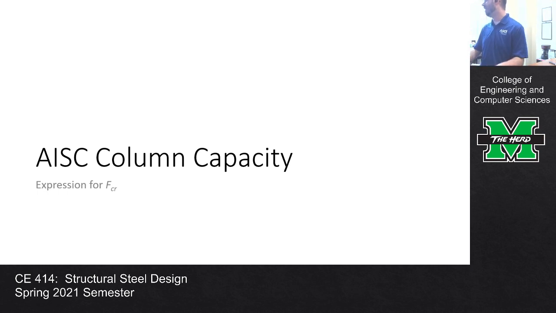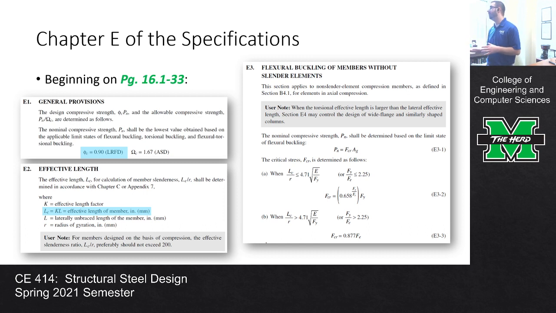So what does the AISC column capacity look like? Well, first thing we ought to do is open up the spec. We're going to go to chapter E. Chapter E is right in front of chapter D. Chapter D is the chapter on tension members. I want everybody to do this with me. I want you to open to 16.1-33. This is the start of chapter E, and there's a lot of good stuff in here.